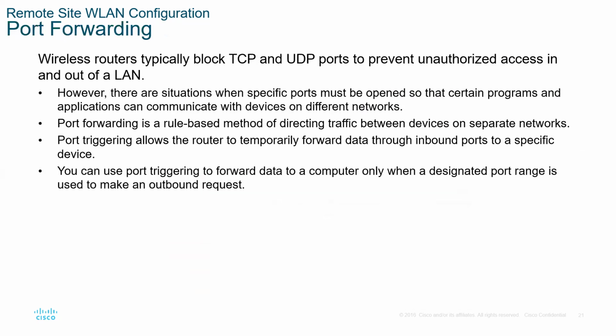Port forwarding. All right. Wireless routers typically block TCP and UDP ports to prevent unauthorized access in and out of the LAN. However, there are situations when specific ports must be opened. Port forwarding is a rule-based method of directing traffic between devices on separate networks. Port triggering allows temporary forwarding of data. You can use port triggering to forward data to a computer only when a designated port range is used to make an outbound request.